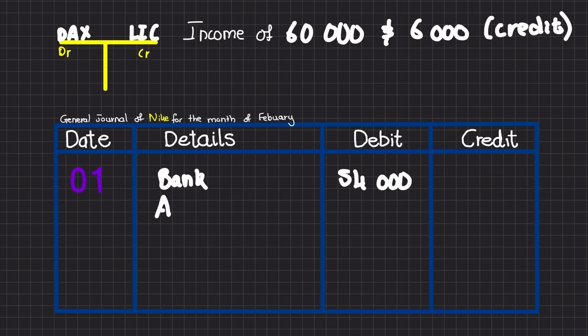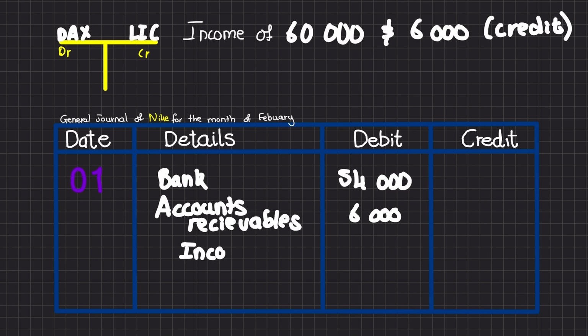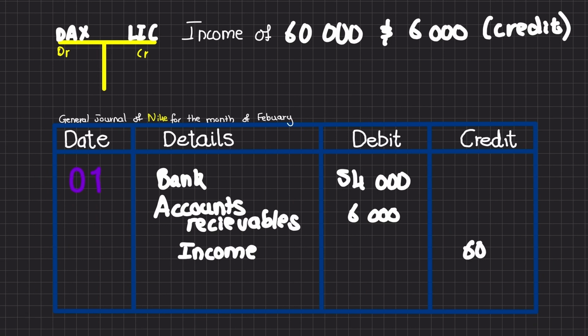So the second account is accounts receivable, otherwise known as our debtors, because they owe us this money because they paid on credit, and that is 6,000. And finally, we're going to have sales or income, and income is going to be on the credit side, for the total of 60,000. And again, we have this balance in our accounting equation like we had in the general ledgers.